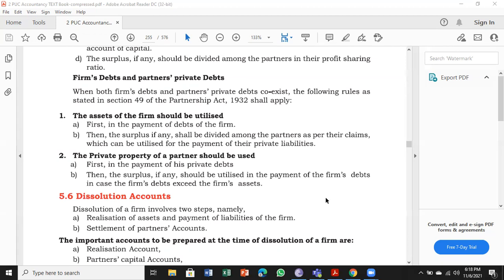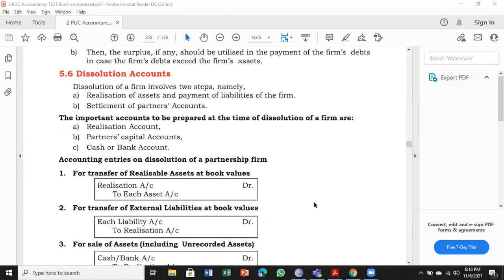Last part, dissolution of partnership. Therein, two steps are involved. Realization of assets, that is converting the assets into cash, then paying the liabilities of the firm. That is the first step. The second step is settlement of partners' accounts. There, partners' accounts means partners' loans first, then partners' capital amounts. For that, the business has to prepare 3 accounts. First account is the realization account. Second is the partners' capital accounts. The third one is the cash or bank account.